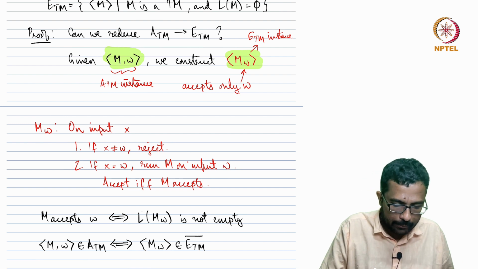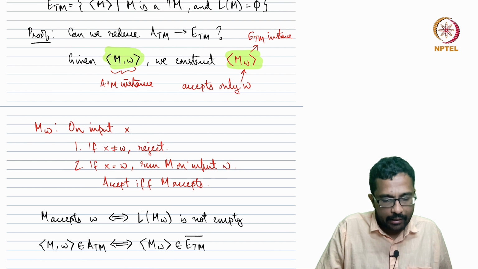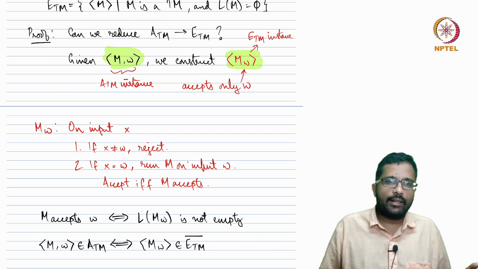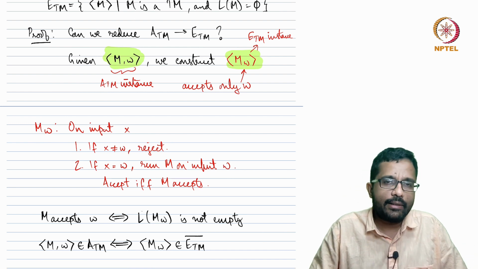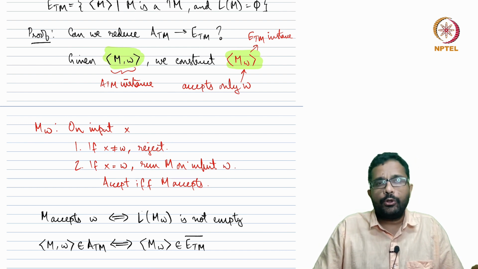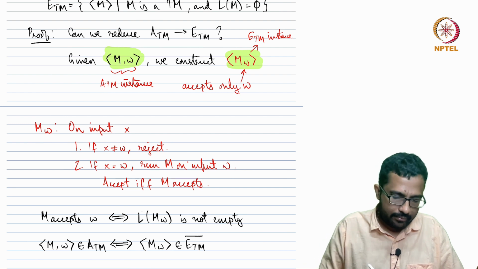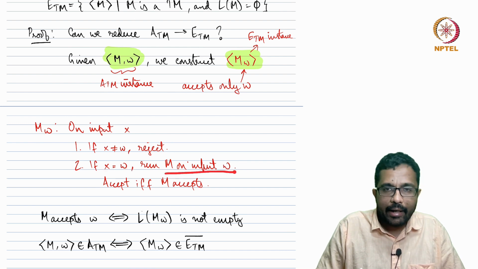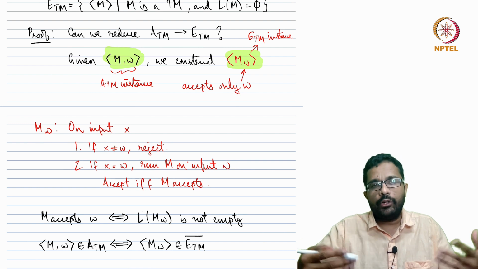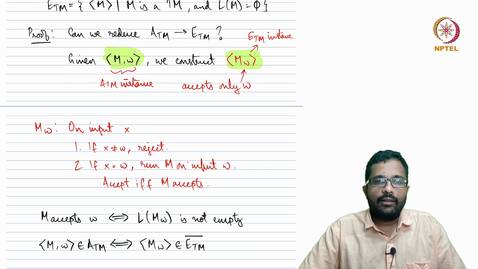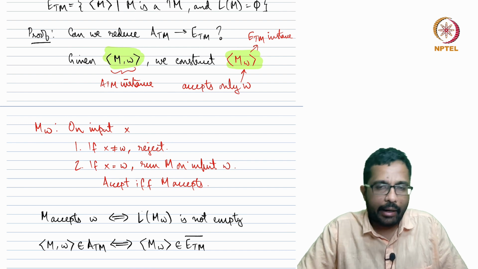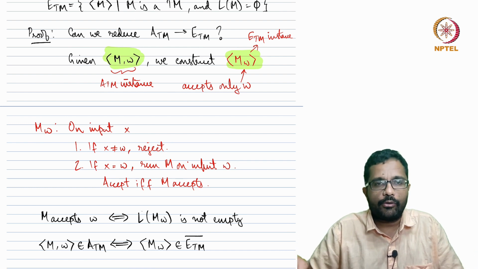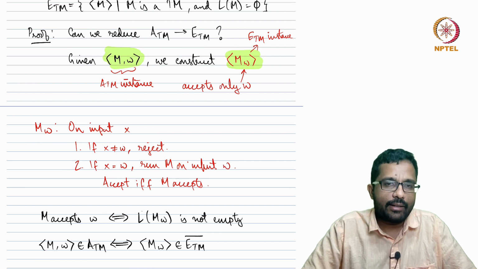Let's see what it does when the input is W. If the input is W, it runs M on W and then does whatever M does. M may not be a decider, so MW may also not be a decider. So if the input to MW is not W, it rejects. If the input is W, we run M on the input W and do whatever M does. If M accepts, MW accepts. If M rejects, MW rejects. If M loops, MW also loops. Of course, loops means it just loops, there is no reporting.